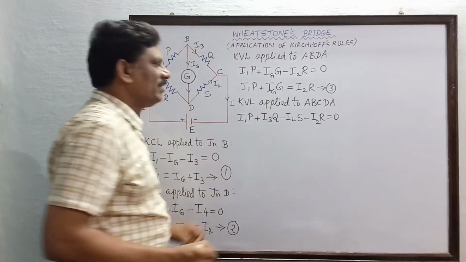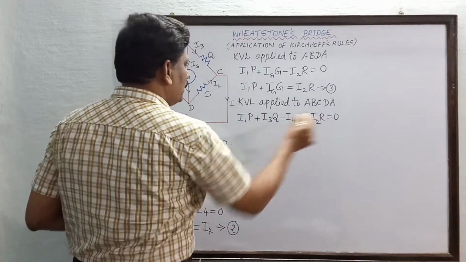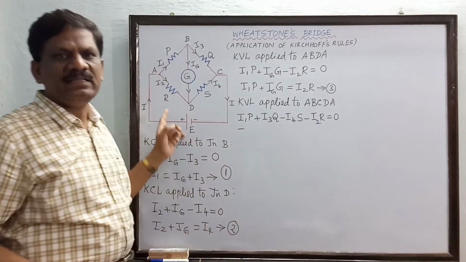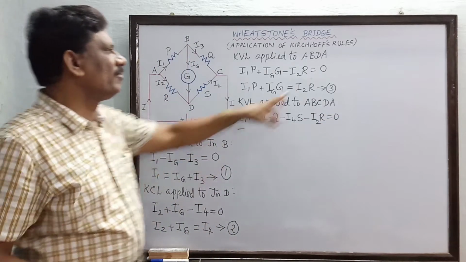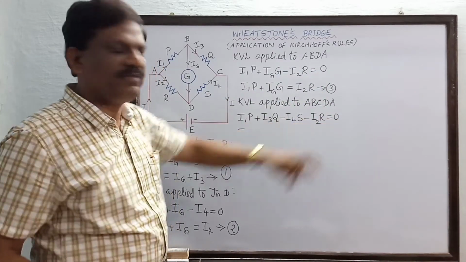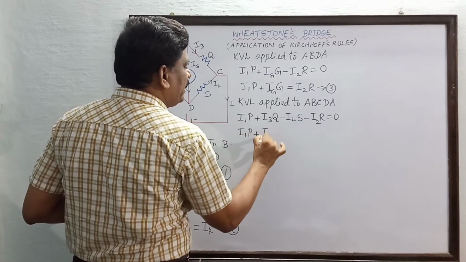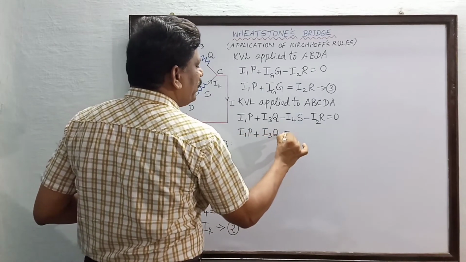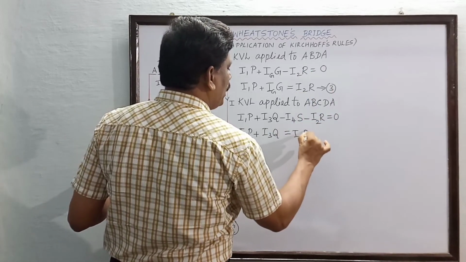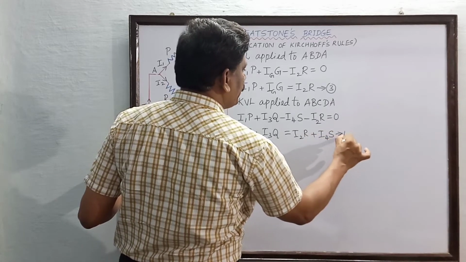So the algebraic sum of this product of current into resistance I have written is equal to 0. Why is it 0? Because there is no battery in this loop. There is no EMF. Now I1P plus I3Q is equal to, taking the negative terms to the other side, I2R plus I4 into S. So this is now equation number 4.